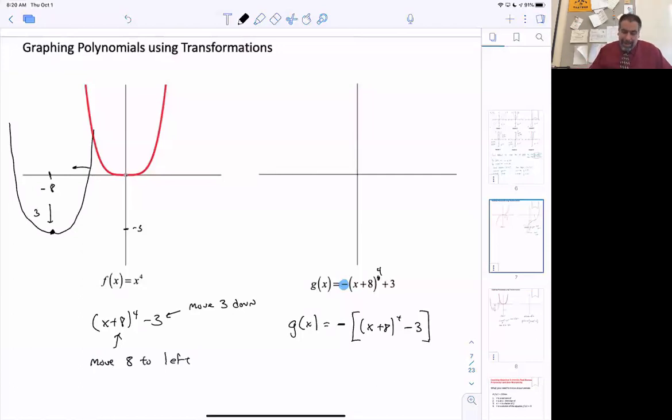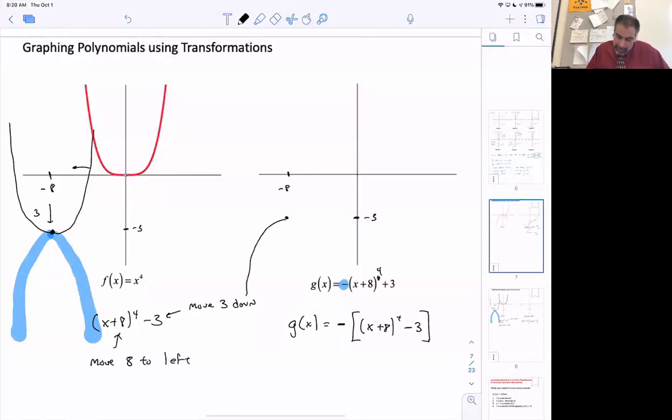But remember, we had a negative. So really what we've got to do with this shape is we've actually got to flip it. So that shape is going to get flipped. So when I go to draw this on my graph over here, I'm going down 3. I'm going over negative 8 in this direction. I'm putting my 0 down here. And now that shape is going to end up like this.